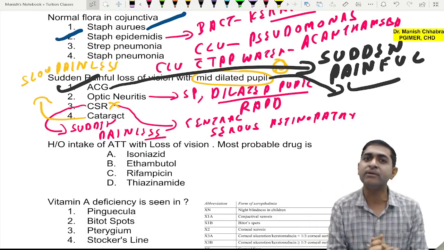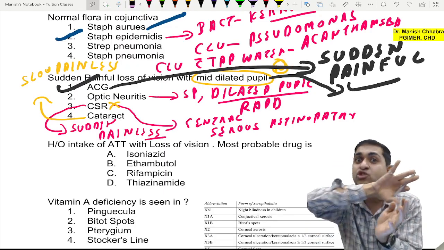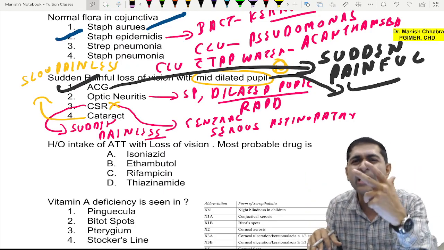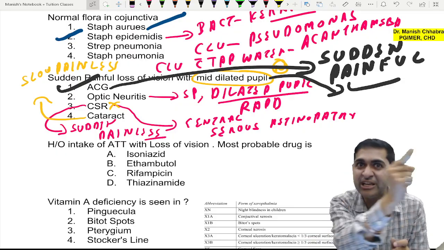I always and always tell my students, always try to reach the final answer by excluding the other options. It becomes very easy. Trust me, ophthalmology is a cakewalk. Yes, you have to believe me.